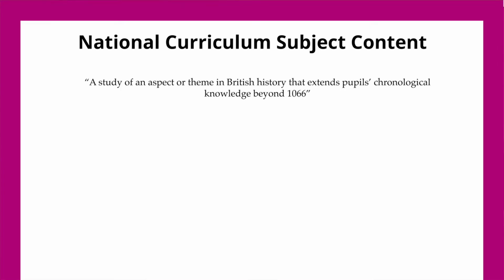A study of an aspect or theme in British history that extends pupils' chronological knowledge beyond 1066 is a statutory national curriculum requirement, and schools are free to choose which aspect or theme beyond 1066 that they'd like to focus on. We've selected the Industrial Revolution due to its historical significance both within Great Britain but also globally.